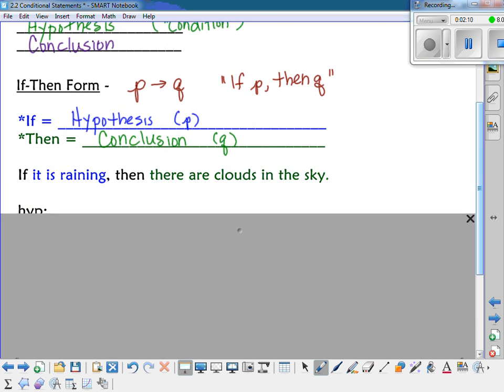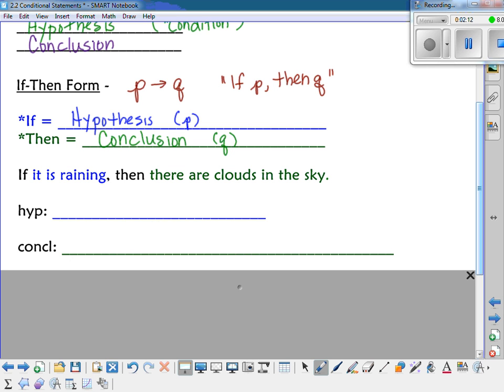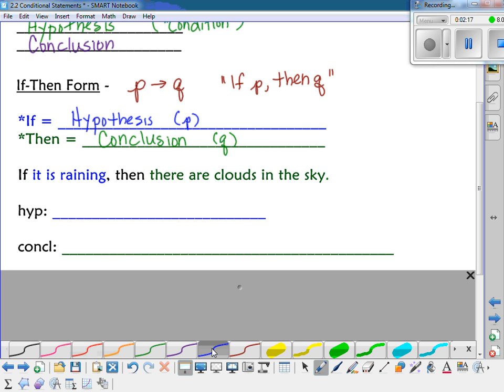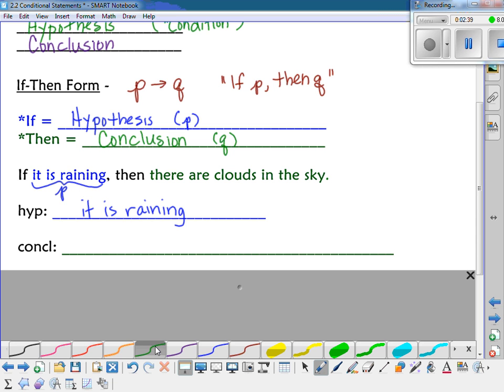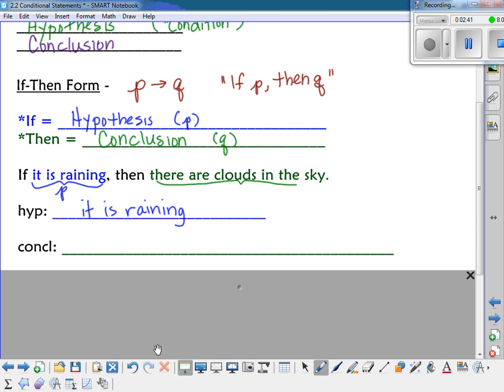Okay, so if it is raining, then there are clouds in the sky. So everything that comes after the word if, before the word then, that is your hypothesis right there. That's P. So the hypothesis is it is raining. Technically, the if and the then are not part of the hypothesis and conclusion. It's just everything after it. All right, so our conclusion is there are clouds in the sky.